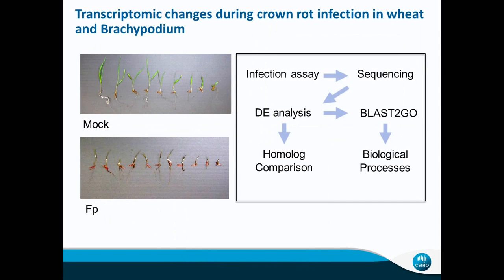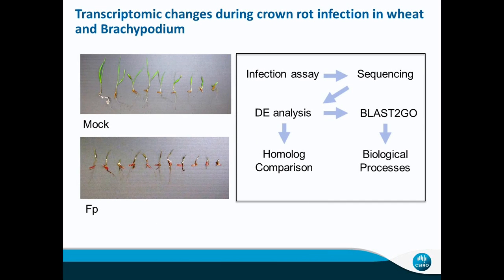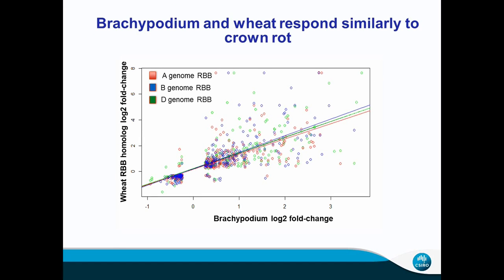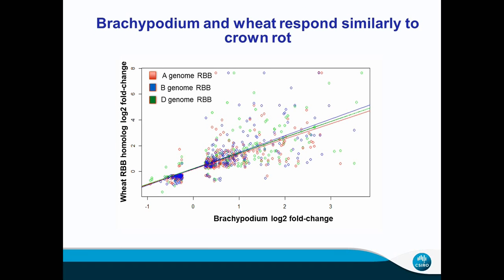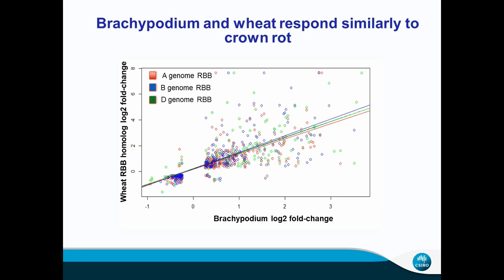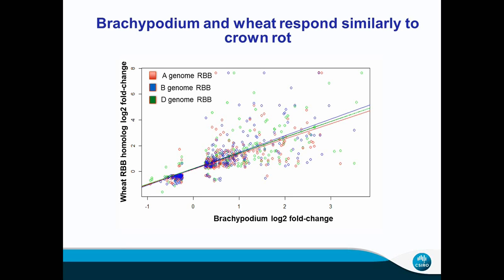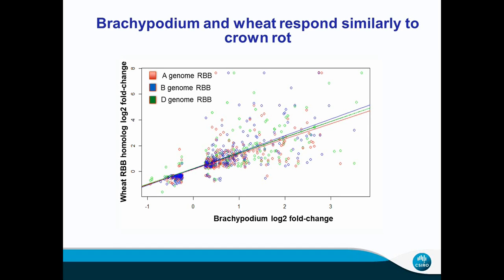But we are also at the moment undertaking some RNA-seq experiments to determine whether we can identify some processes associated with Fusarium infection in Brachypodium. This is infected versus mock. We have done some infection assays and then RNA-seq experiments. And we have at the same time used wheat plants side by side to determine whether genes induced in Brachypodium after Fusarium crown rot infection can match to wheat genes induced by the same pathogen.